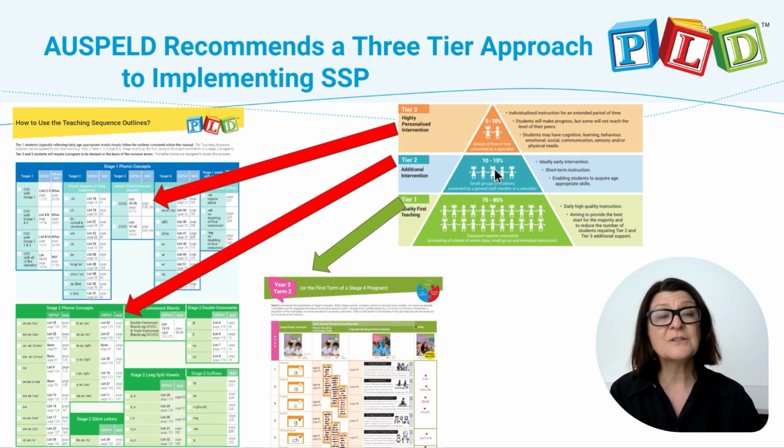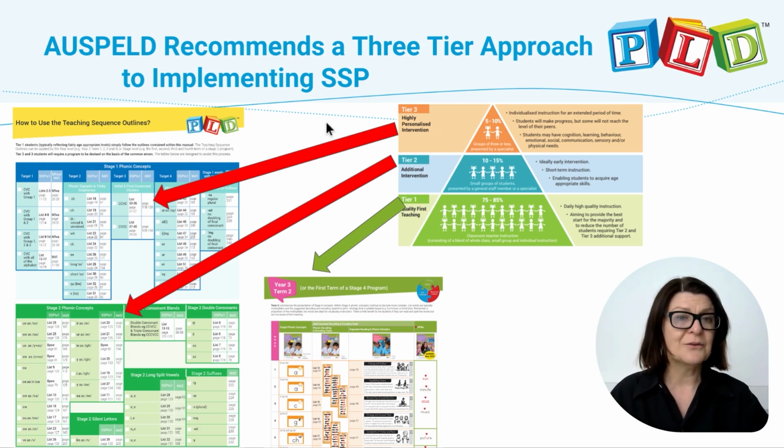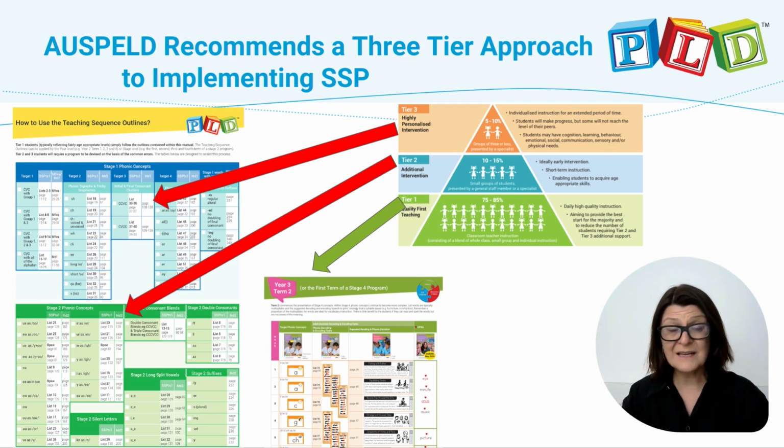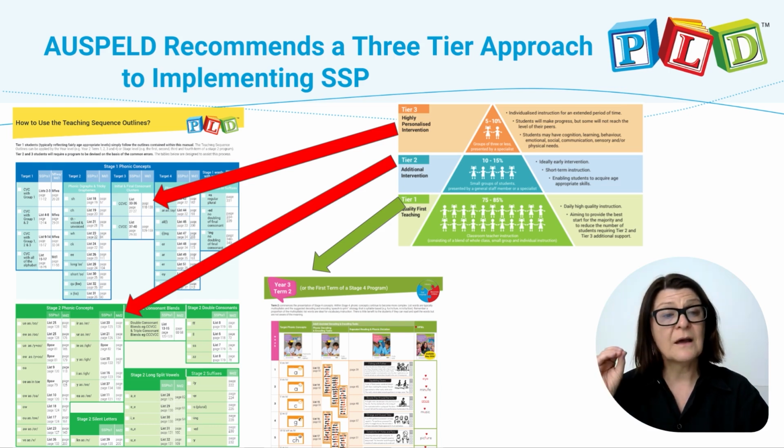Your tier 2 students, 1 to 2 stages behind. Your tier 3 students, sometimes 2 to 3 stages behind. Yes, you are going to identify and create your own targeted teaching plan for those students.